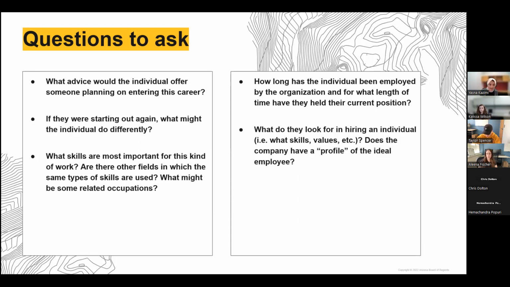Are there any other fields in which the same types of skills are used, and what might be some related occupations in the same industries or same major too? And how long has the individual been employed by the organization, and for what length of time have they held their current position? So we can, in a way, know if this company has any promotions or development within their industry, which is a good question. And what do they look for in hiring an individual, like what skills or values? And does the company have a profile of ideal employees?